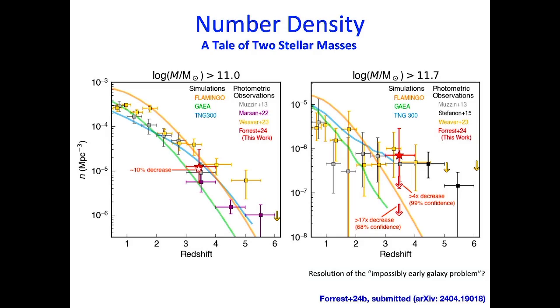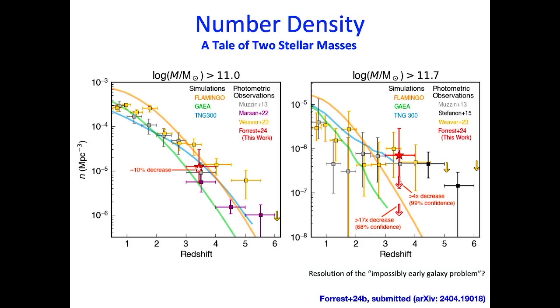The colored lines are predictions from simulations, and the colored symbols are observations from various different groups, including ours shown there in red. For this on the left, there's good agreement, but for the high mass end of the number density plot, there's actually been a lot of disagreement, and that's been known for a while. The observations seem to get a much higher number of galaxies at that high mass end than the simulations did, and that's been referred to as the impossibly early galaxy problem.